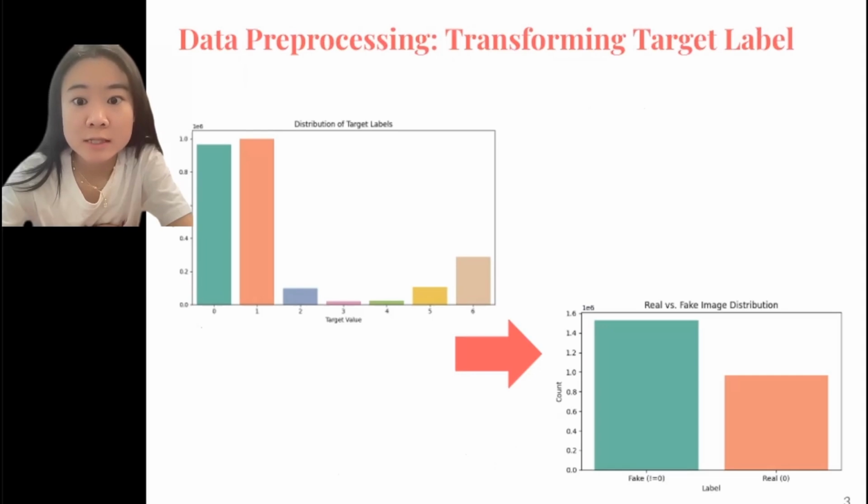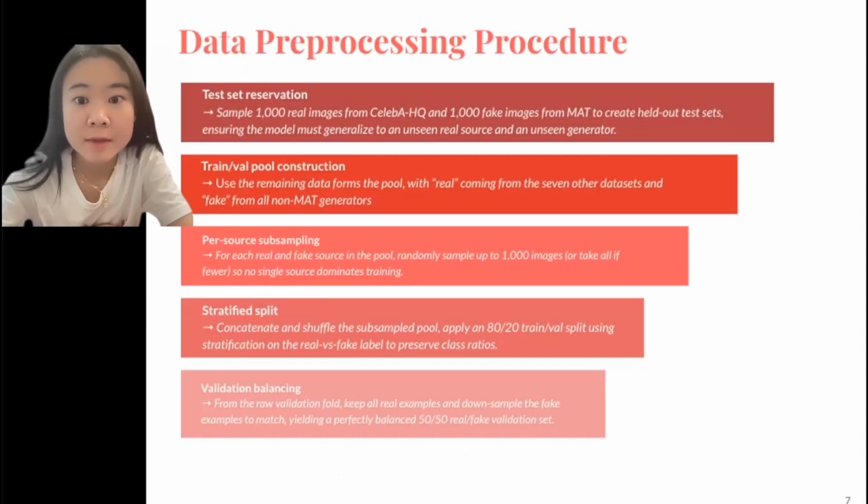The first step of pre-processing involved transforming target labels to 0 for real, 1 for fake. To evaluate our model fairly while controlling for source and class imbalance, we create a three-way split. Our test includes unseen CelebA-HQ real images and unseen fake images from MAT. For the train validation, we exclude those two and subsample from the remaining sources to avoid domination. After merging and shuffling, we perform a stratified train validation split to ensure fair, unbiased evaluation.